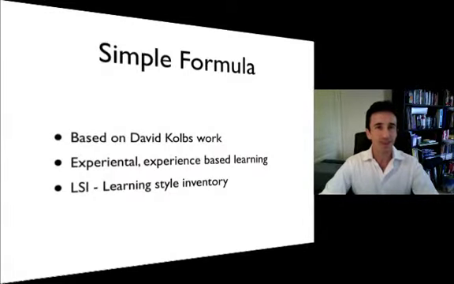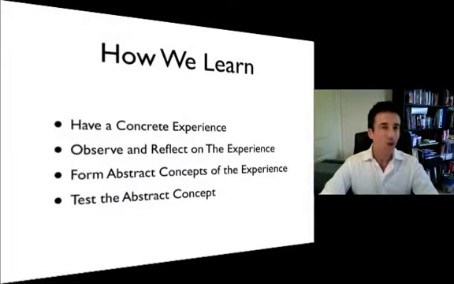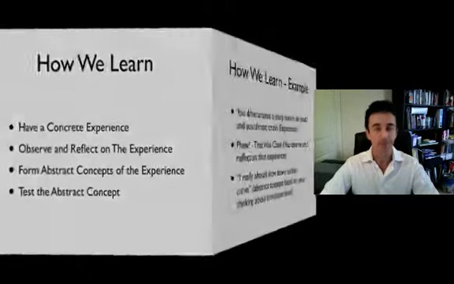So it's really a simple formula based on David Kolb's work many years ago. It's also known as experiential, experience-based learning, or LSI, which is learning style inventory. There's more information on the internet if you want to find out more. How we learn, basically, as human beings, is we first of all have a concrete experience, we then reflect on that experience, we then form abstract concepts of that experience, and then we test the concept that we've formed.